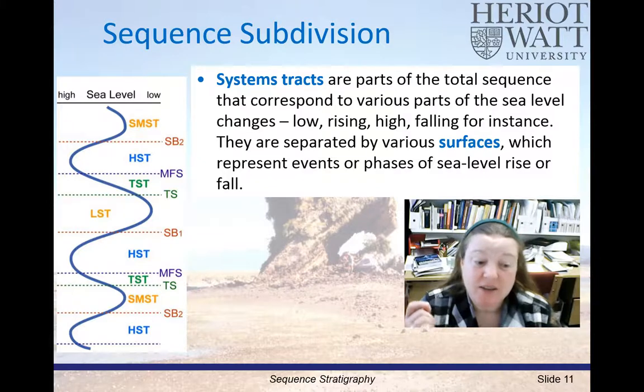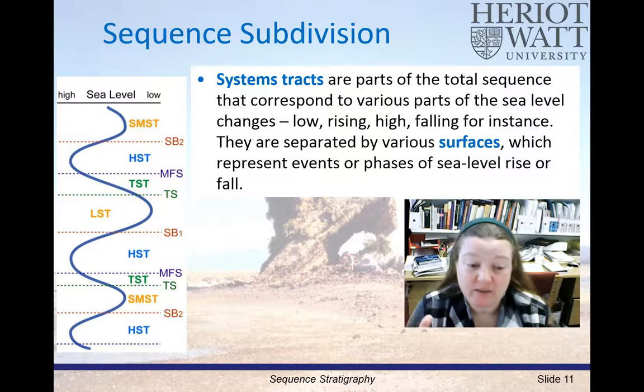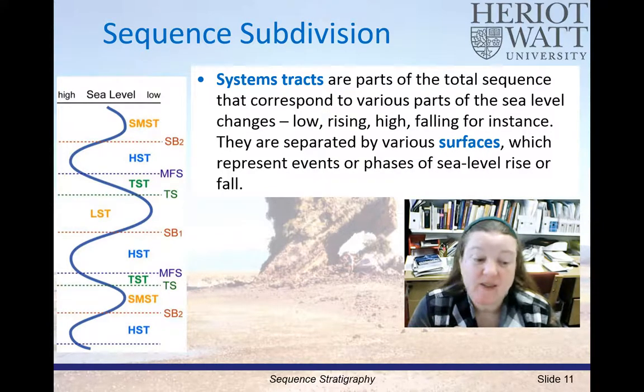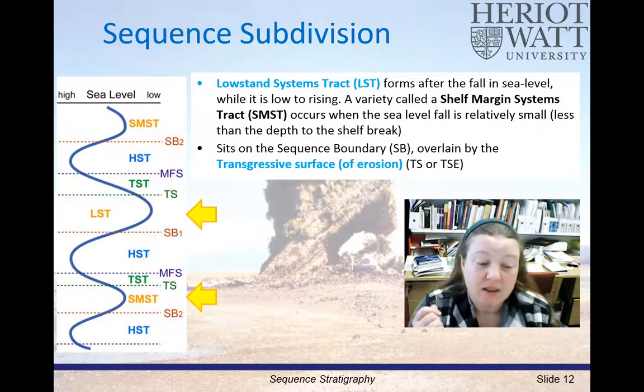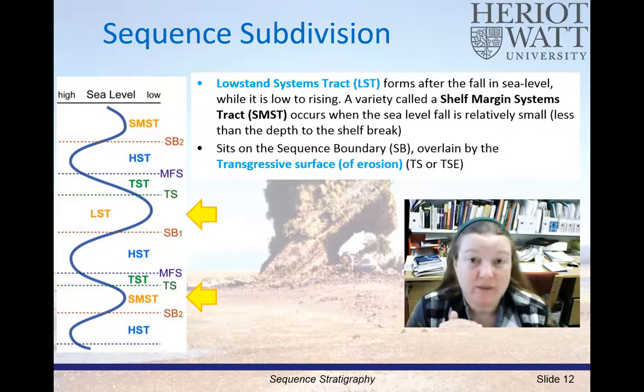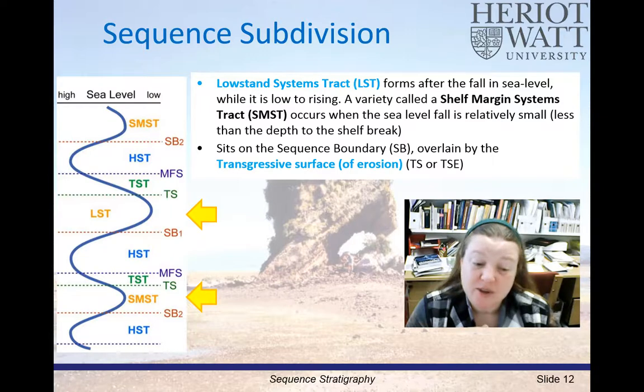Systems tracts are parts of the total sequence that correspond to various parts of the sea level changes, low, rising, high, falling, for instance. They are separated by various surfaces which represent events or phases of sea level rise and fall. A lowstand systems tract forms after the fall in sea level and during the period when it is low to slightly rising. A variety called a shelf margin systems tract occurs when the sea level fall is relatively small, so that the new sea level is not below the level of the shelf. Lowstand systems tracts sit on top of the sequence boundary or correlative conformity and are overlain by a transgressive surface, or sometimes an erosive surface called a transgressive surface of erosion.